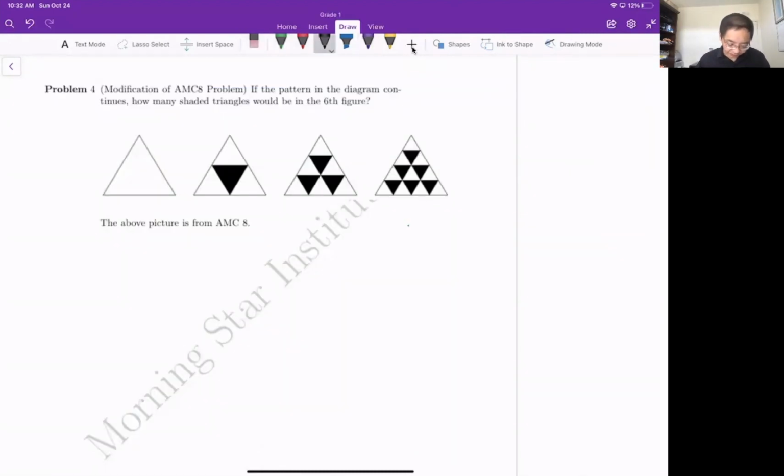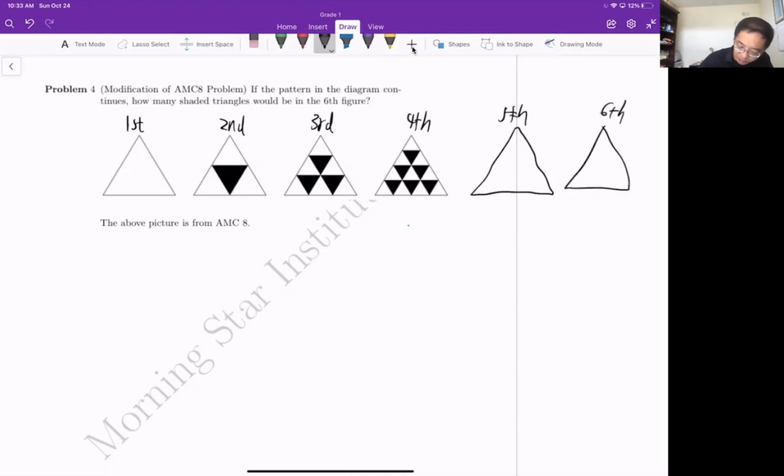Question number 4. So here we have a pattern of triangles, and each one has some shaded triangles. Now we want to find out how many shaded triangles there are in the 6th figure, right? So this is the first figure, this is second, this is third, and this is fourth, right? So we want to figure out how many in the 6th.